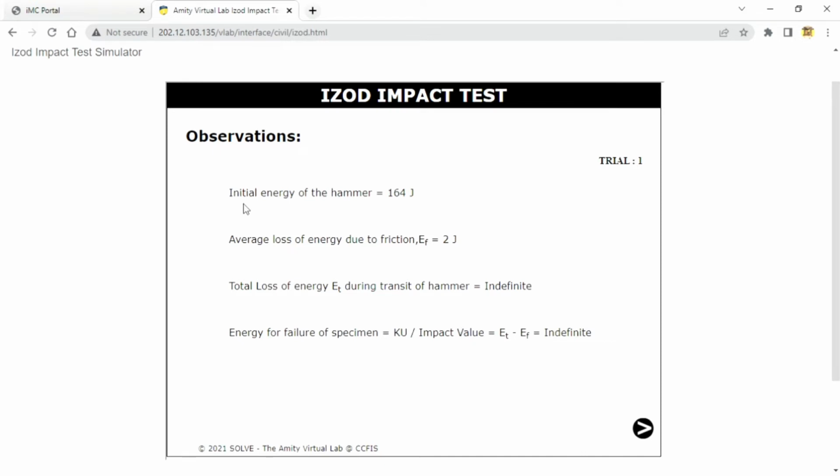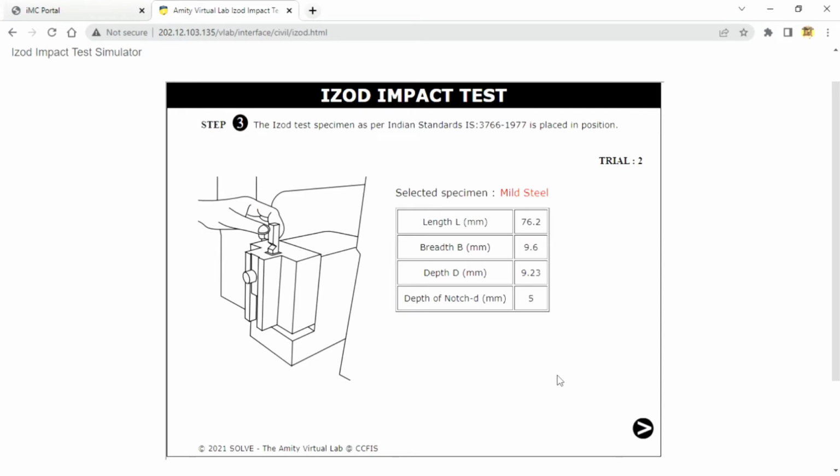So the observations of trial 1: the initial energy of the hammer is 164 joules. The average loss of energy due to friction, EF, is equal to 2 joules. The total loss of energy, ET, during transit of hammer is indefinite. And lastly, the energy for failure of specimen, which is Ku or impact value, equal to ET minus EF, is indefinite too.